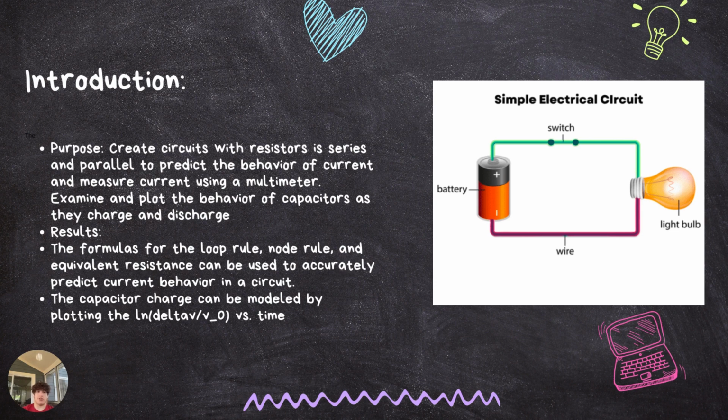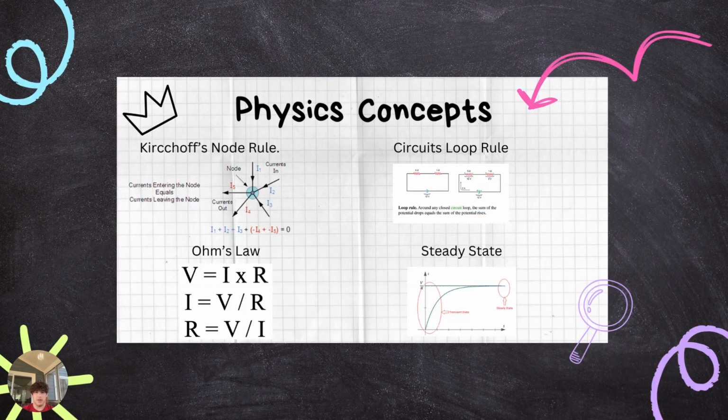The capacitor charge can also be modeled by plotting the natural log of delta V divided by V_0 versus time. For the 200 millifarad capacitor and the 30 ohm light bulb, we calculated an RC time constant of 6.0 seconds. For the physics concepts in the experiment, Kirchhoff's node rule, the loop rule for circuits, Ohm's law, and the definition of steady state were used.